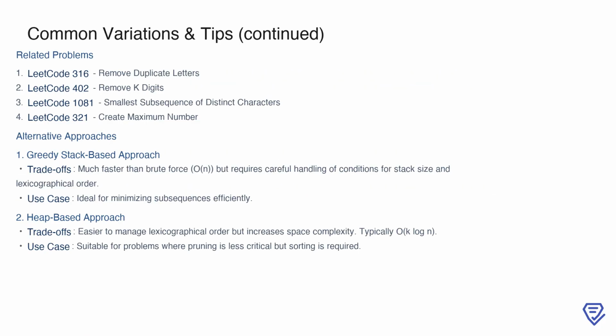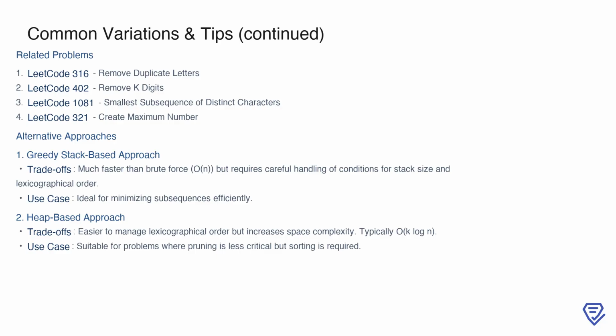There are also several related problems that can help you deepen your understanding of this topic. For instance, LeetCode 316, which focuses on removing duplicate letters, and LeetCode 402, which involves removing k digits to form the smallest number, share similar concepts. Problems like LeetCode 1081, where you find the smallest subsequence of distinct characters, and LeetCode 321, which requires creating the maximum number, are also worth exploring.